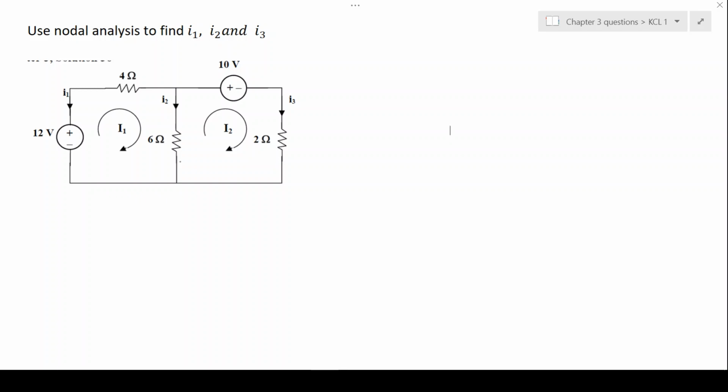Hello everyone, and welcome to this example recording on nodal analysis. In this question we're going to be using nodal analysis to determine the currents I1, I2 and I3. That's the currents flowing in this branch, in the middle branch, and in the branch on the extreme right hand side.